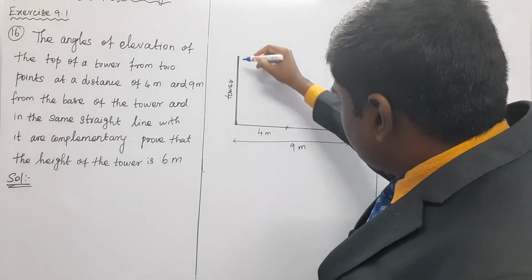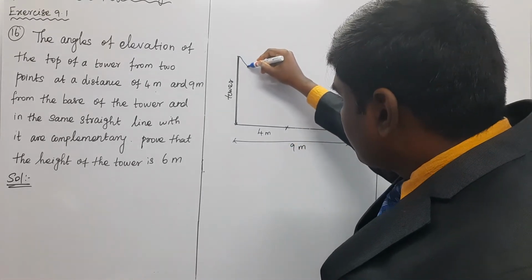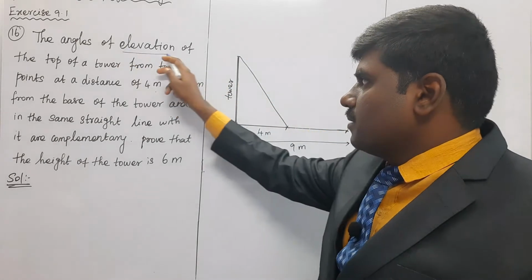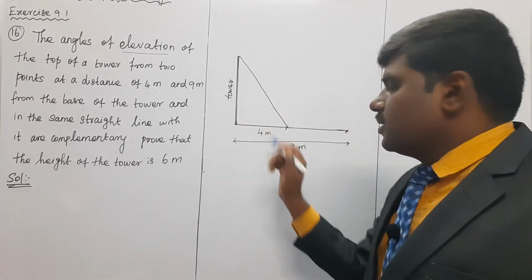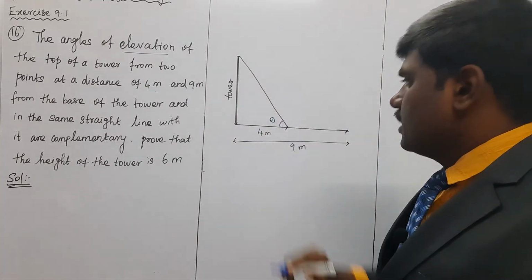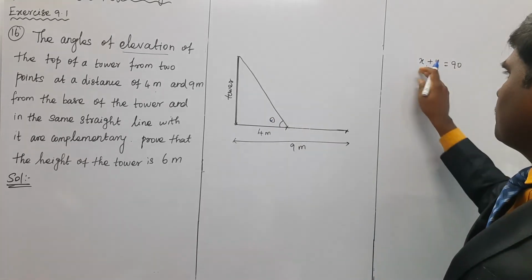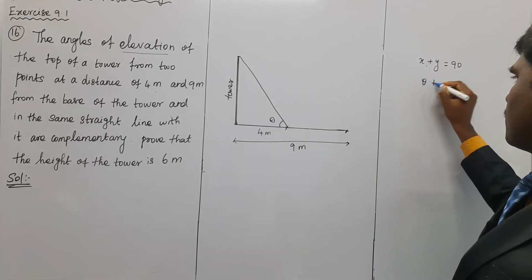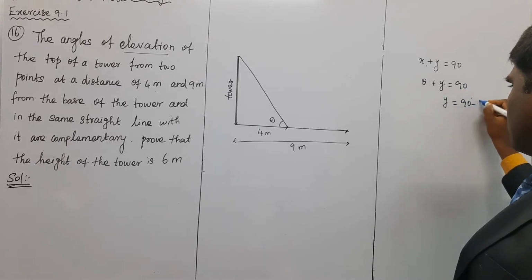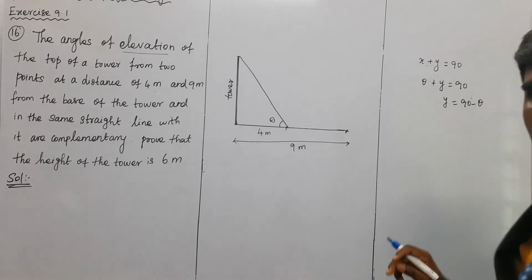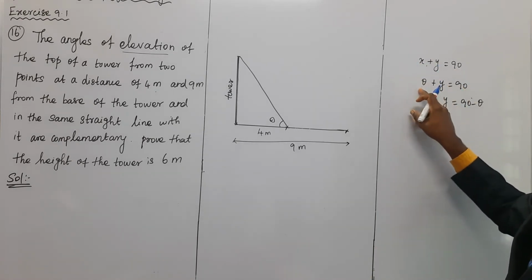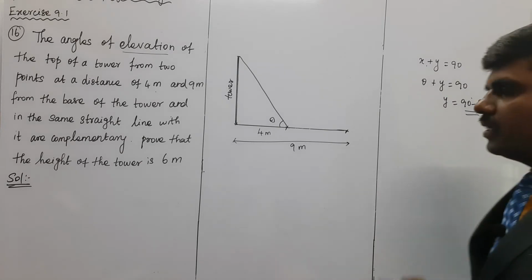So the first point observes the angle of elevation. Suppose I assume that it is theta. So one of the angles I choose as theta, then what is the value of the other angle? y is equal to 90 minus theta. It is the other angle because of complementary angles, the sum of the two angles is 90 degrees.